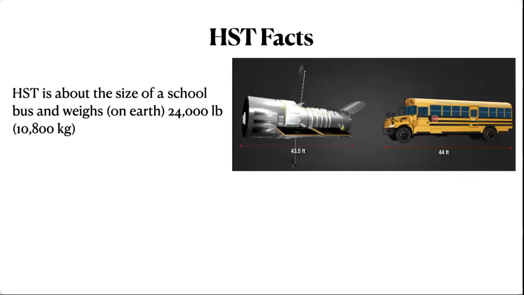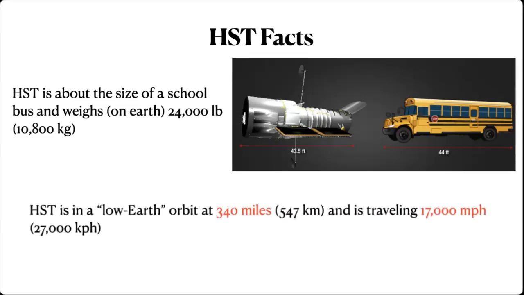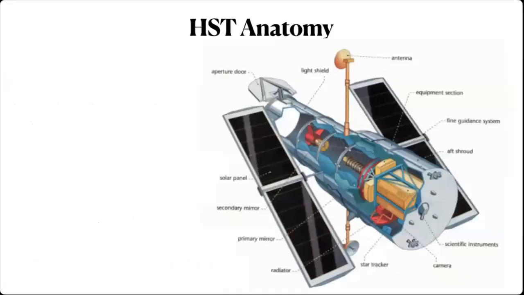So the telescope is a large instrument. It's the size of a school bus, weighs 24,000 pounds. It's in what's called a low Earth orbit, which is about 340 miles roughly. The altitude of the Hubble, you'll see different numbers because it's been boosted up at various times. And of course, it slowly decays because there is atmospheric drag where it is. It's moving 17,000 miles per hour and takes about an hour and a half to complete one orbit.